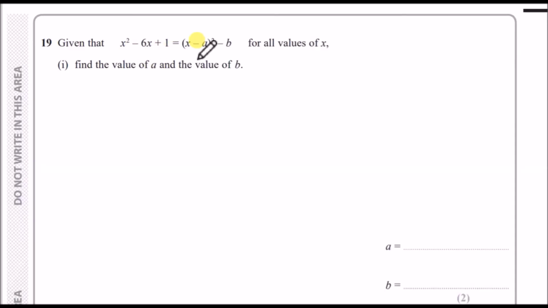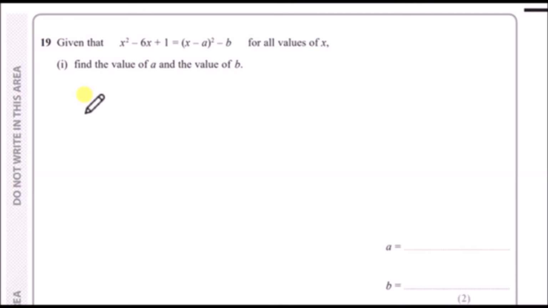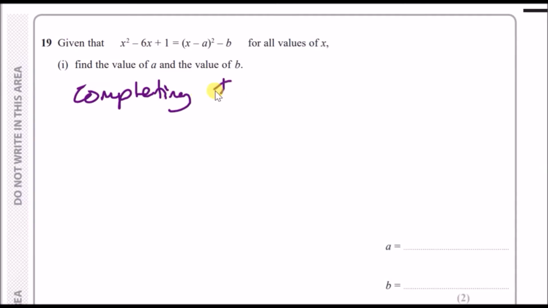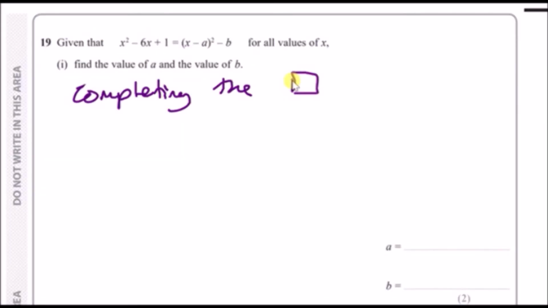So given that x squared minus 6x plus 1 gives you all of that, find the value of a and the value of b. Okay, so if you notice that second part of the equation, you've got (x minus a) squared minus b. That's actually known as completing the square, so it's kind of like another type of quadratic. And you pretty much have to get that first part and make it look like the second half of the equation. Okay, so how do we do that?